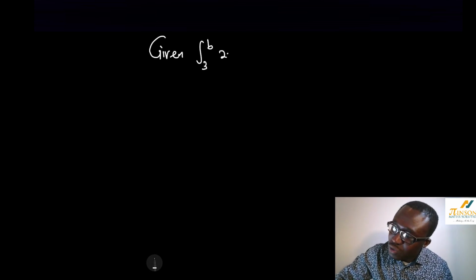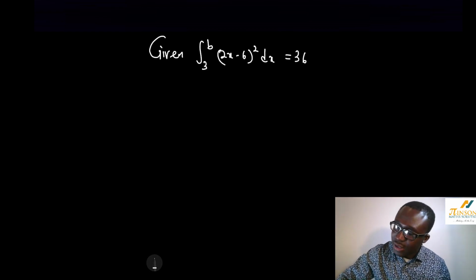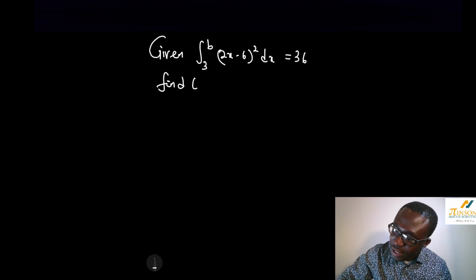The next question says, given the integral from 3 to b of 2x minus 6 all squared with respect to x equals 36, find the value of b.